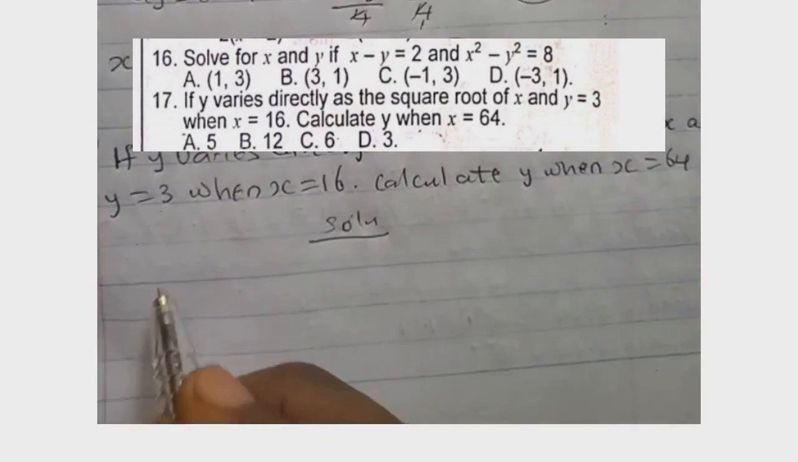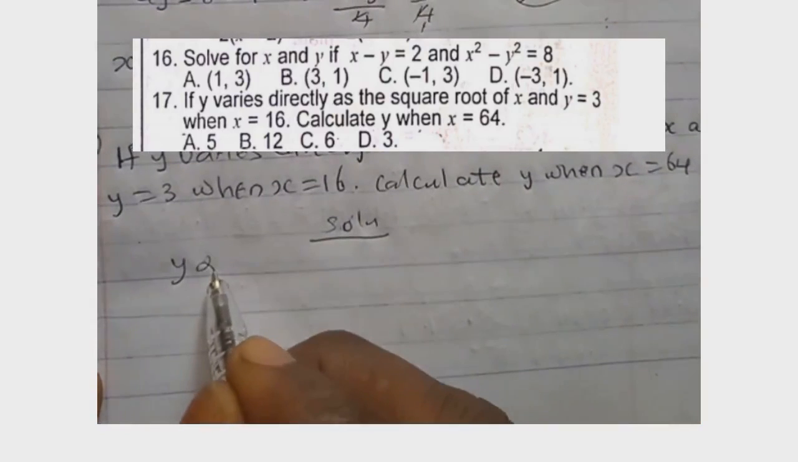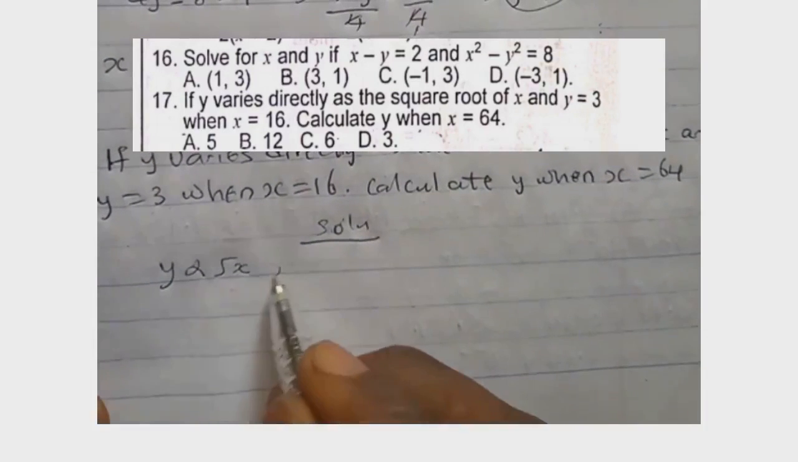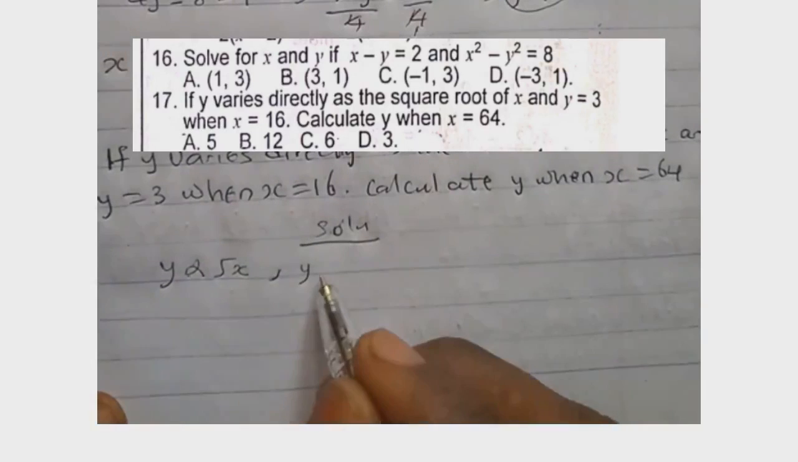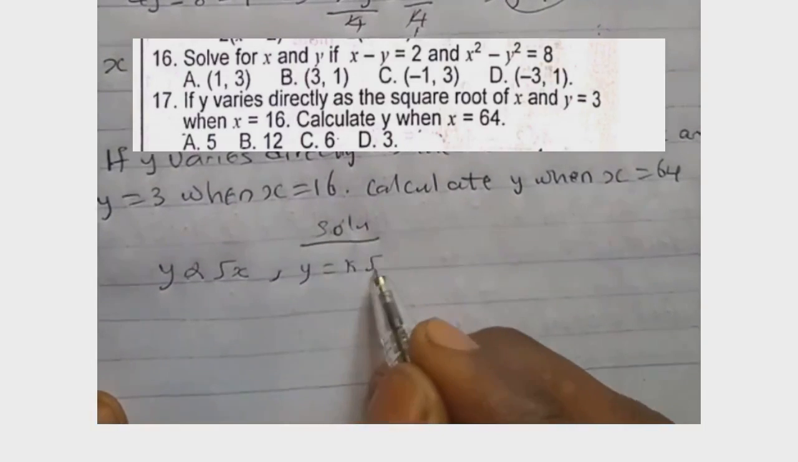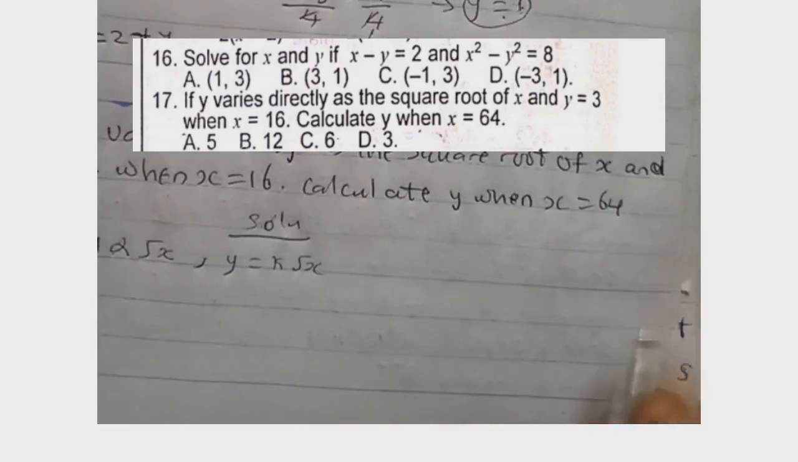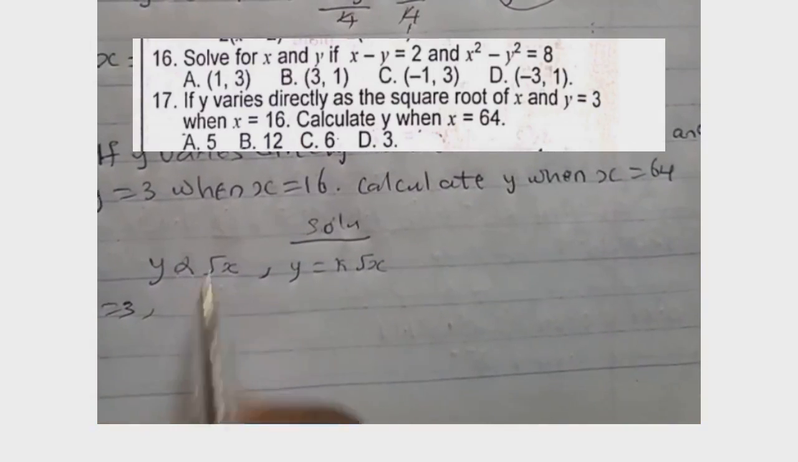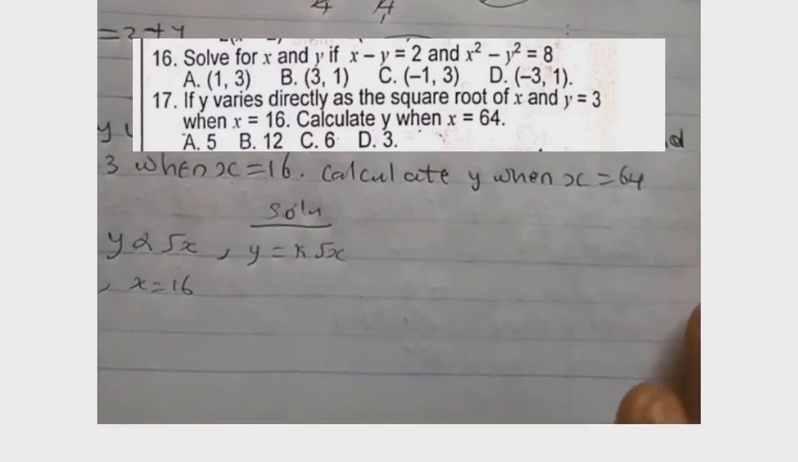So the interpretation is y varies directly as the square root of s. Because the proportionality sign always involves a constant, this becomes y equal to k square root of s. They said y is equal to 3 and s is equal to 16.